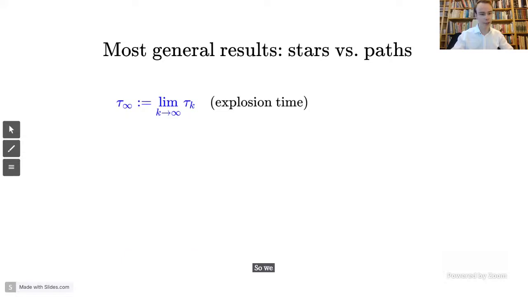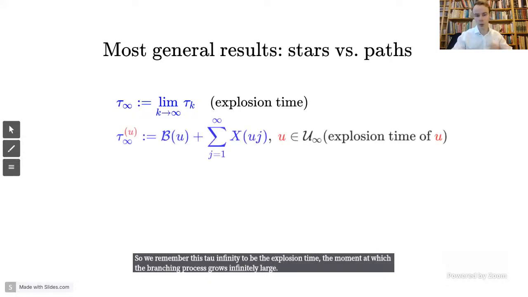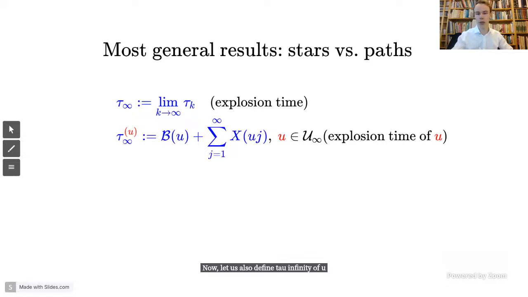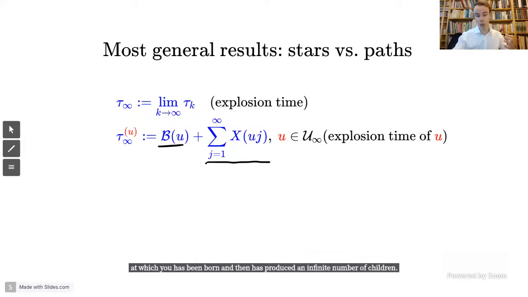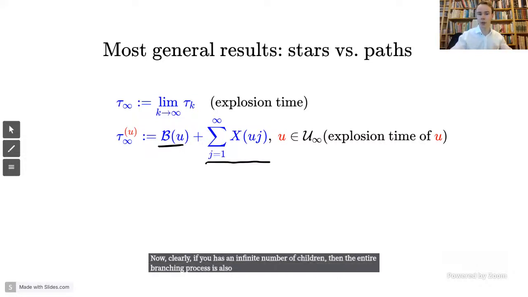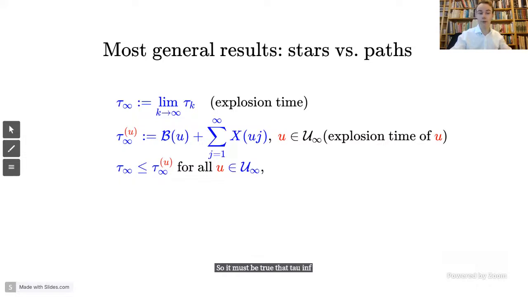So we remember this tau infinity to be the explosion time, the moment at which the branching process grows infinitely large. Now, let us also define tau infinity of u, which we'll call the explosion time of u. And it is the sum of two things. It's the birth time of u, and then the sum of all the interbirth times that are associated with the individual u. So this is the moment in time at which u has been born and then has produced an infinite number of children. Now, clearly, if u has an infinite number of children, then the entire branching process is also infinitely large. So it must be true that tau infinity is at most tau infinity of u for any u, and hence you can take the infimum on the right-hand side to still have this inequality.